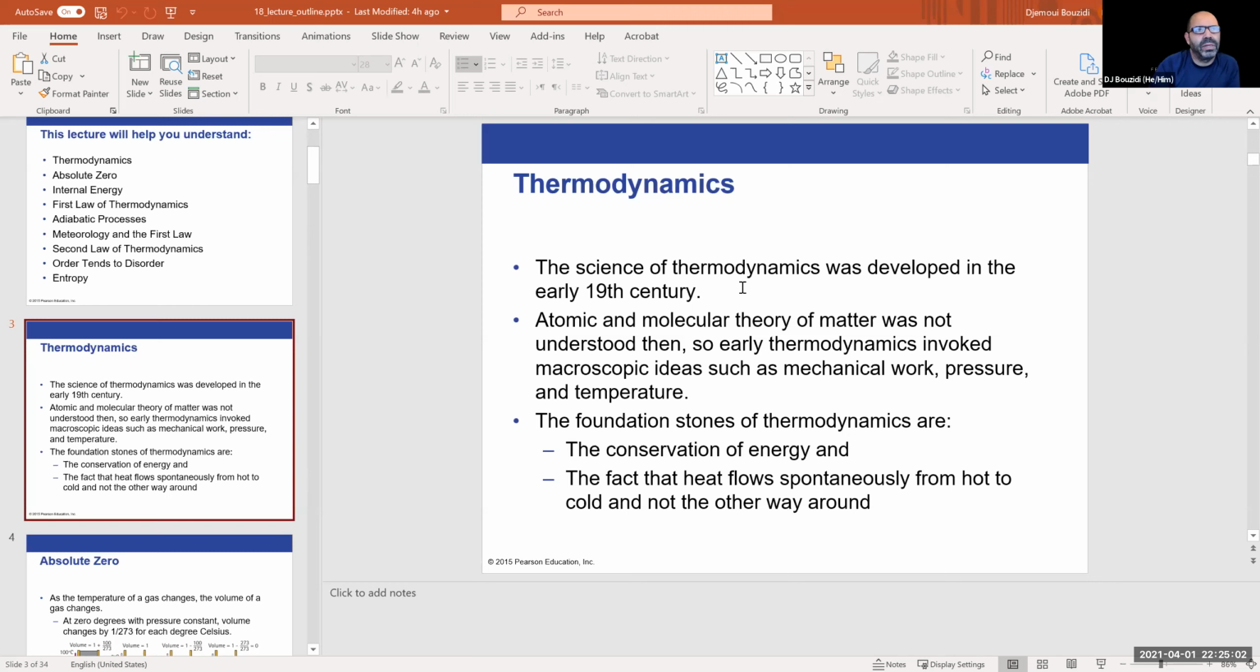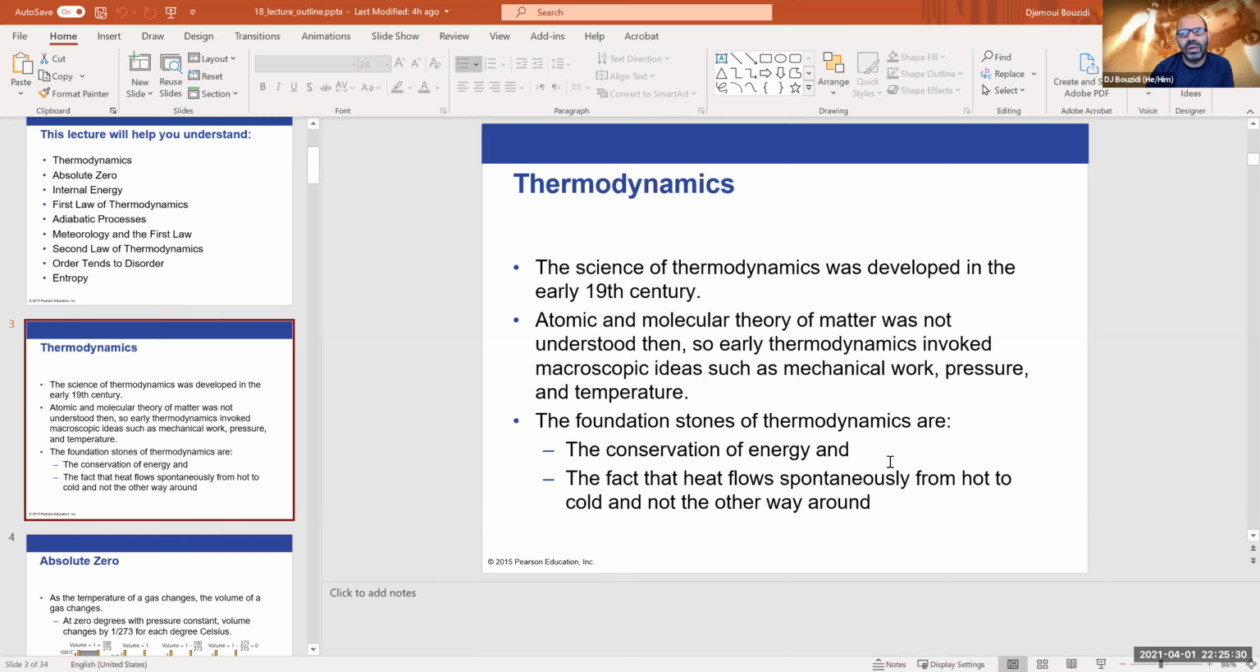The science was developed in the early 1800s, the 19th century, around 1826 to be more exact. The atomic molecular model was not understood then, so early thermodynamics involved macroscopic ideas such as mechanical work, pressure, and temperature. We had no idea what those things are, but these things we can measure. Temperature, we already devised the zeroth law to measure it. Mechanical work, we can do that.